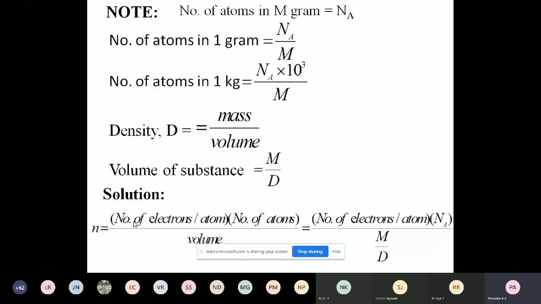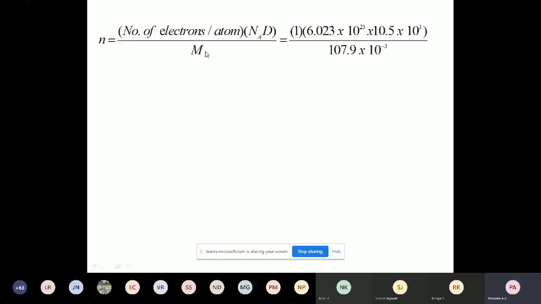The number of electrons per atom is required for that. That is the valency. It is given to be 1 in this problem. And the number of atoms available in the given substance of mass equal to molecular weight is nothing but the Avogadro number. So the mass of the substance which you have taken is molecular weight. Therefore, volume is given by, as per this equation, M by d. So small n is equal to the number of electrons per atom, Na, and if you bring d to the numerator, it becomes Na × d divided by M.